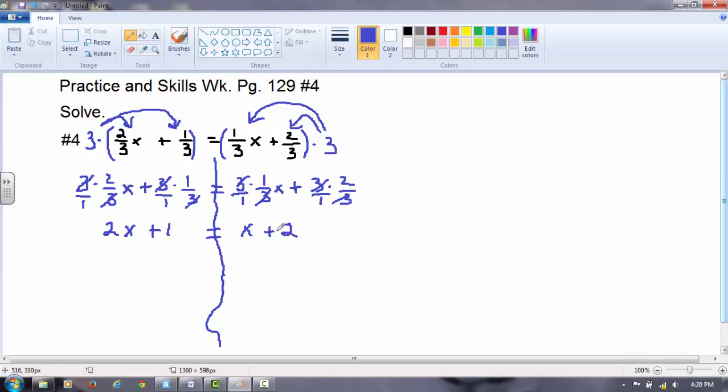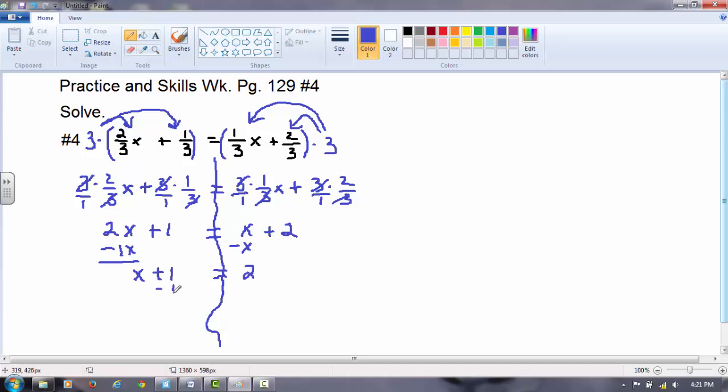Now we're at just a regular equation with variables on both sides. So we're going to try to get all the variables on the same side. I'm going to subtract this x from both sides. The reason I'm subtracting the x is that I'm trying to keep everything positive. Remember, you put a 1 in front, so 2x minus 1x is just x. Plus 1 is going to be equal to 2.